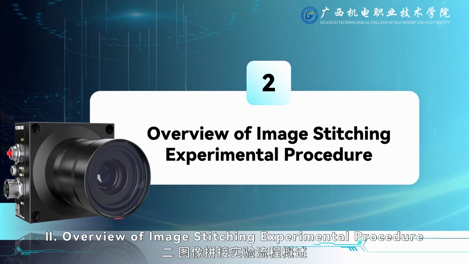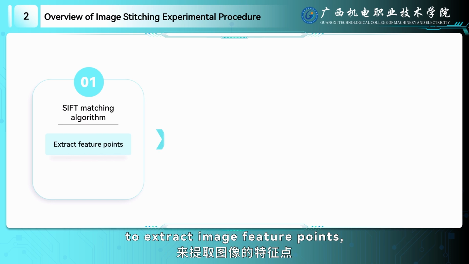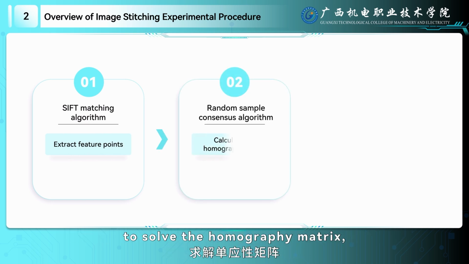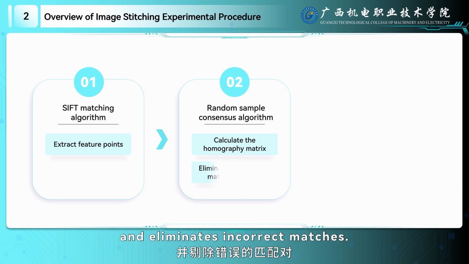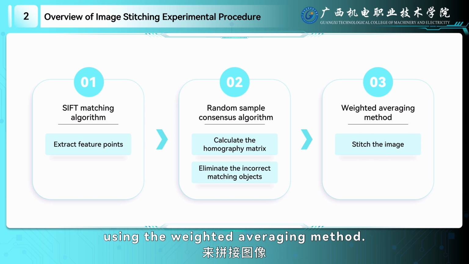2. Overview of image stitching experimental procedure. This experiment uses the SIFT matching algorithm to extract image feature points, employs the random sample consensus algorithm to solve the homography matrix, and eliminates incorrect matches. Finally, images are fused using the weighted averaging method.